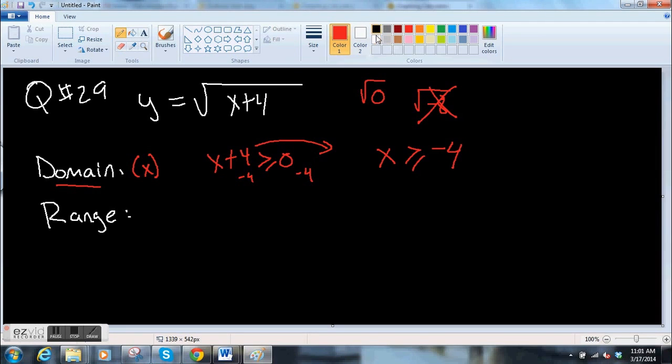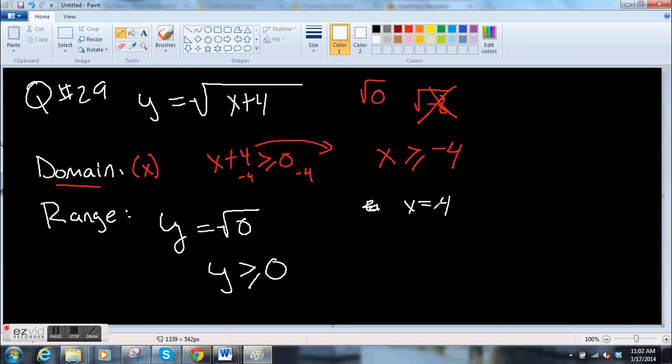And because the range asks what values of y this can take on, well, y is always going to be a positive number. You can think of the smallest value of y: if x is 0, or if x is -4, you're going to get y is 0. So it's possible that y could be 0, but it's not going to be less than 0. So y is going to be everything greater than or equal to 0.